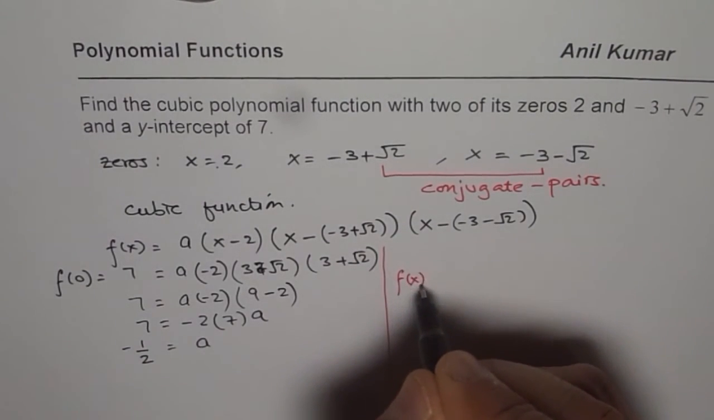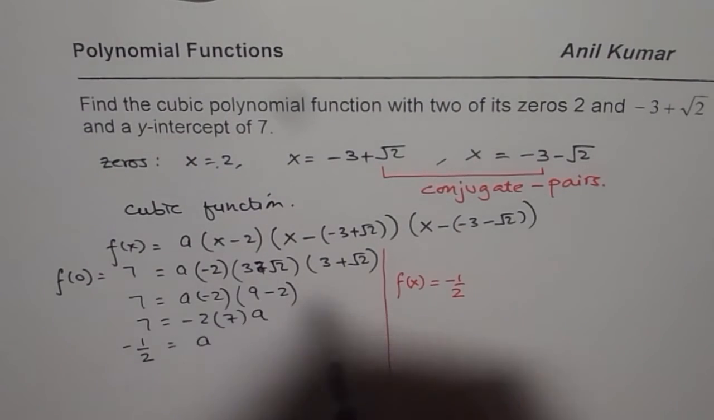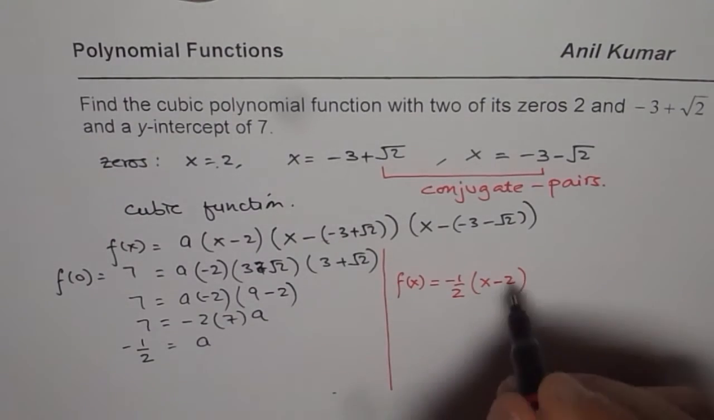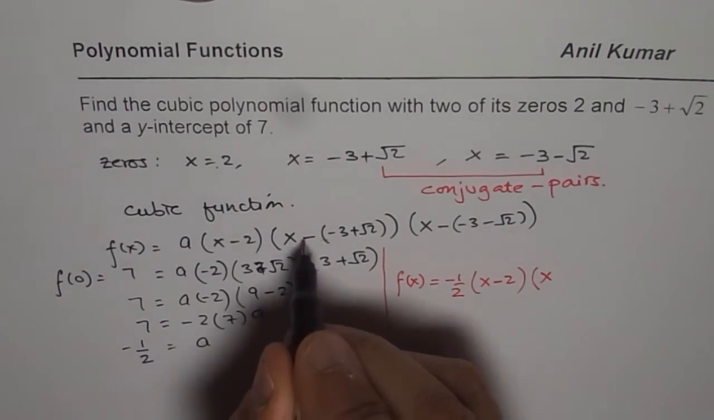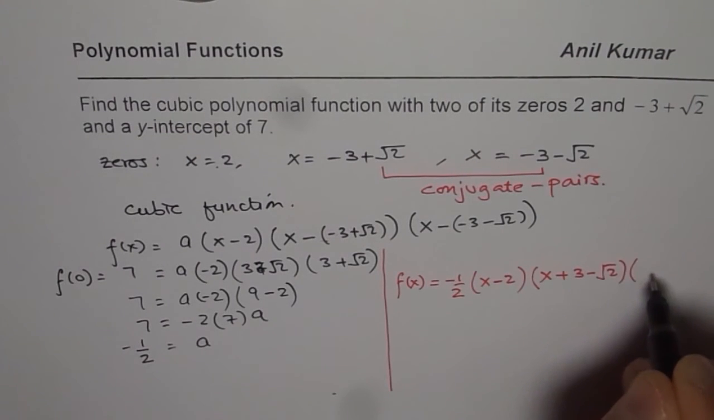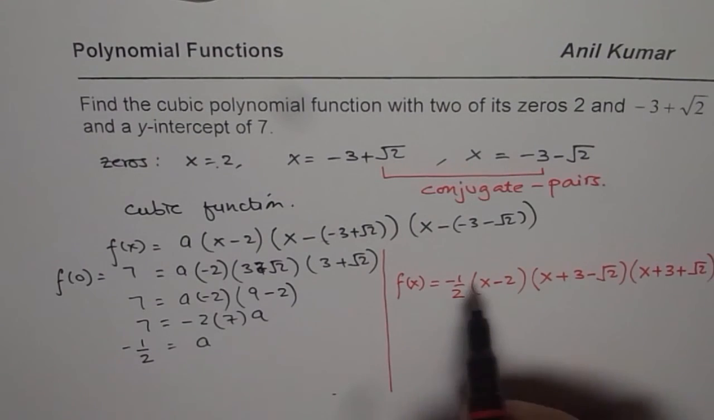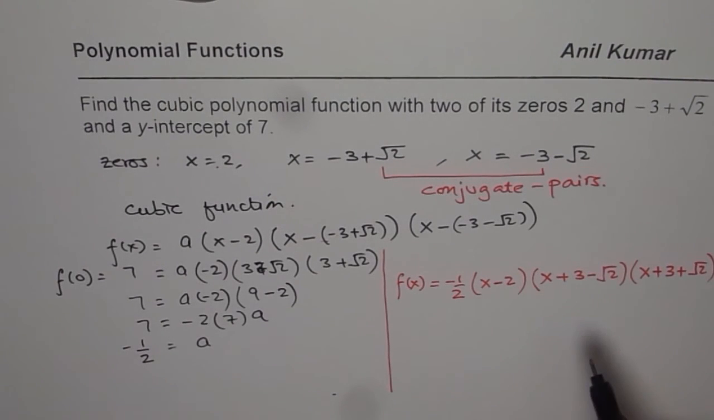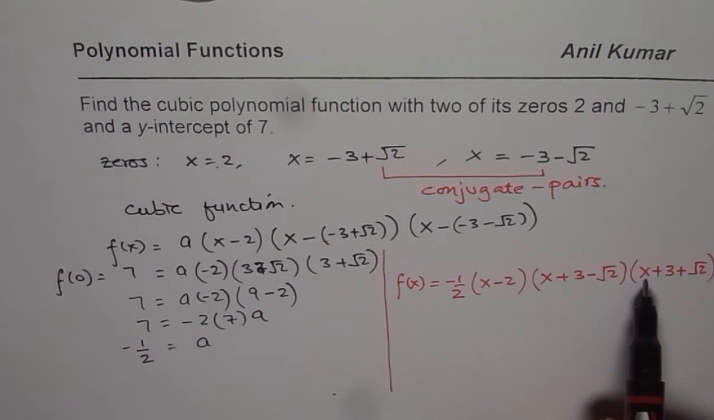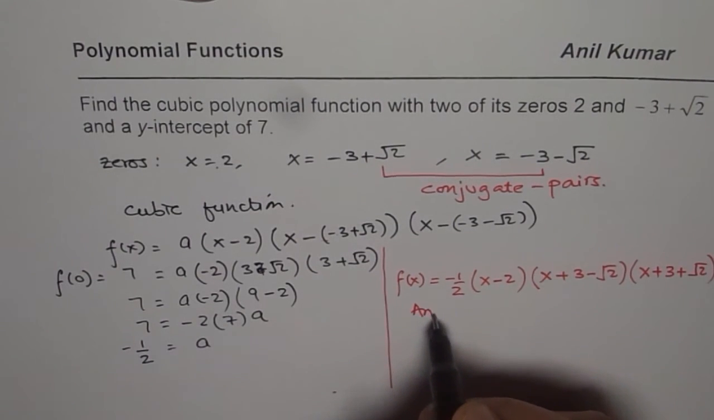From here you can write down your answer, that f of x equals, a is minus half, and then you get (x minus 2). Let me expand this and then write down the answer. When you open this bracket, you get (x plus 3 minus square root 2) times (x plus 3 plus square root 2). So that becomes the factored form of the given polynomial. It is cubic in nature since it has got three linear factors of x, correct? So that is our answer, okay? So that is how you solve.